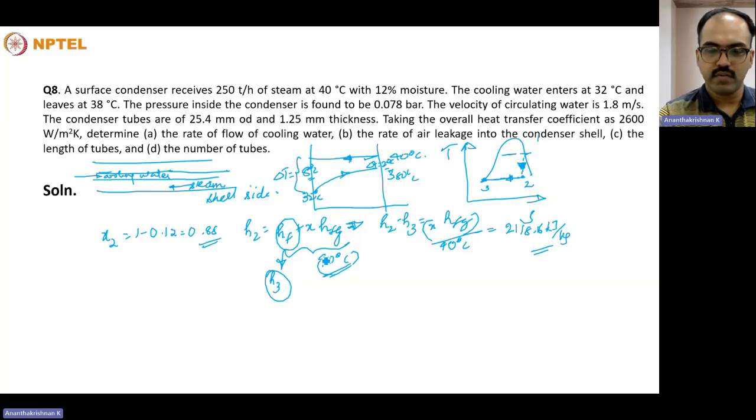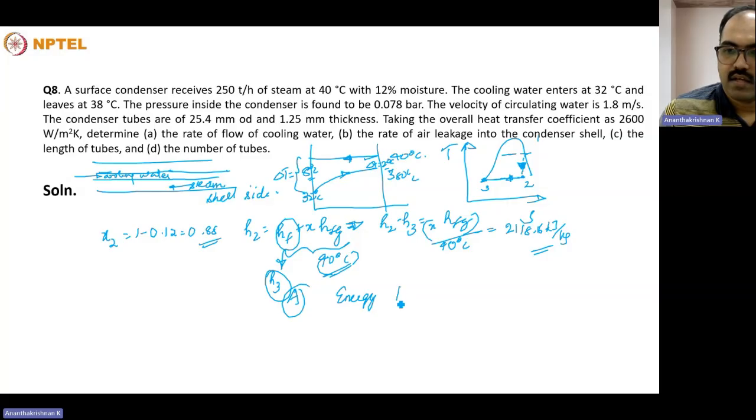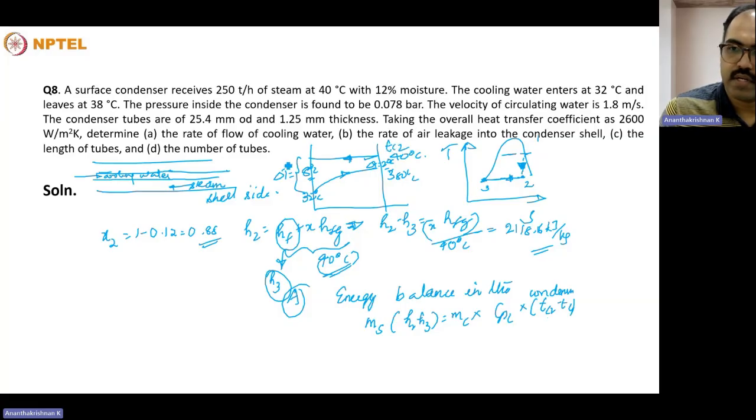For that, we have to look into the energy balance within the condenser. So the energy balance in the condenser will be given as the mass flow rate of the steam into H2 minus H3. That will be equal to the mass flow rate of the cooling water into Cpc into Tc2 minus Tc1. So this is the cooling water temperature Tc2 and this is the Tc1. The difference will be equal to 38 minus 32 will be equal to 6. Therefore, from the mass flow rate of the steam, we can find the mass flow rate of the cooling water.